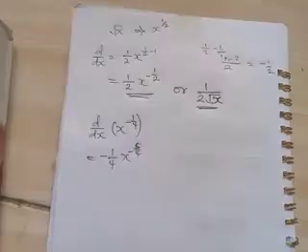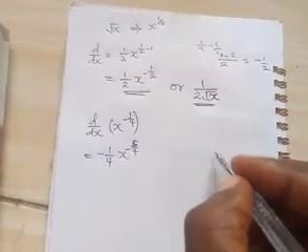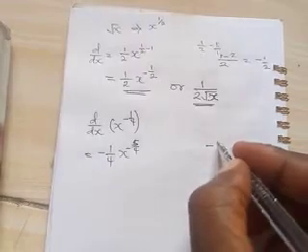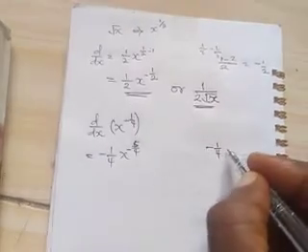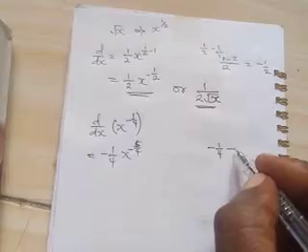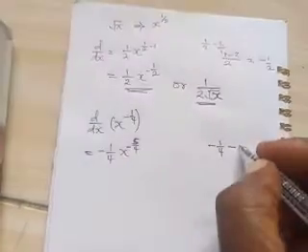over 4. So let me still do it. Let me show. Negative 1 over 4 minus 1.